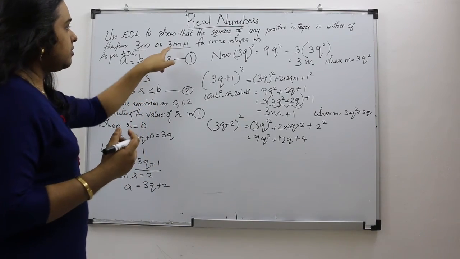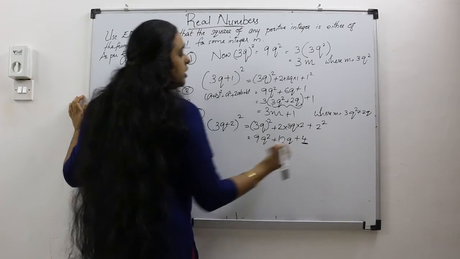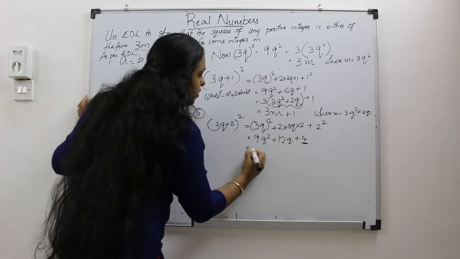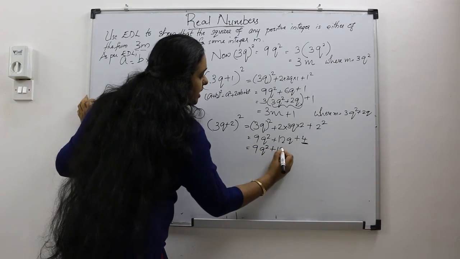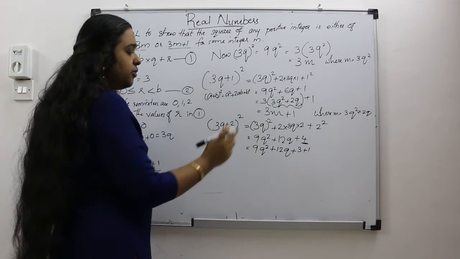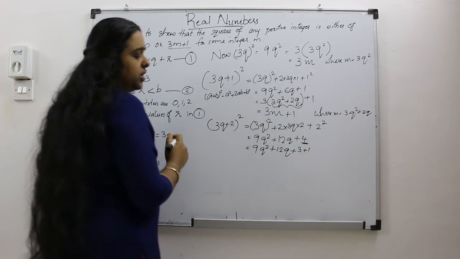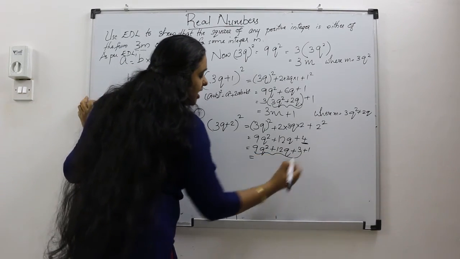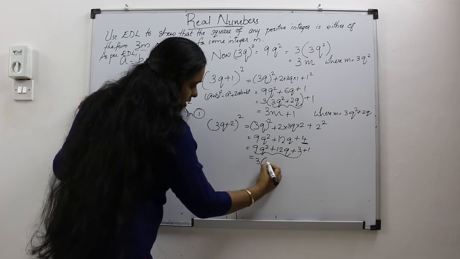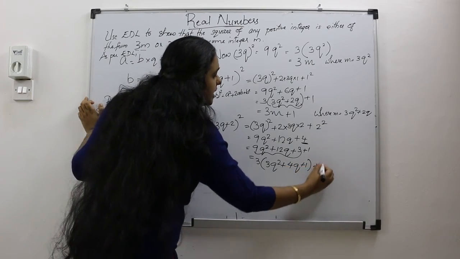But I need something in the form 3m plus 1. So what I can do? I am going to make 4 as 3 plus 1. That I can do. So 9q square plus 12q plus 3 plus 1. I have written 4 in the form 3 plus 1. So I can take 3 as common factor from these 3 numbers. It will become 3 into 3q square plus 4q plus 1, plus 1.